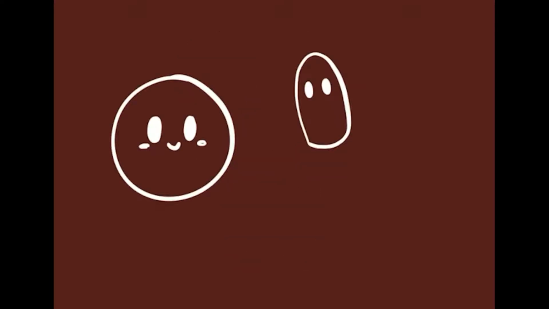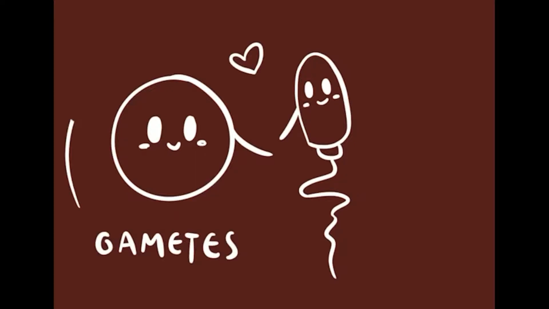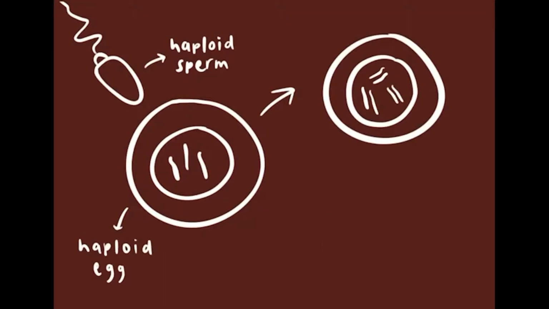Sexual reproduction begins with the egg cell and sperm cell, also known as the gametes. Gametes are haploid, meaning they only contain 23 chromosomes out of the 46 in a diploid cell. And when these two gametes fuse together, they form a diploid zygote which will develop into a new organism.